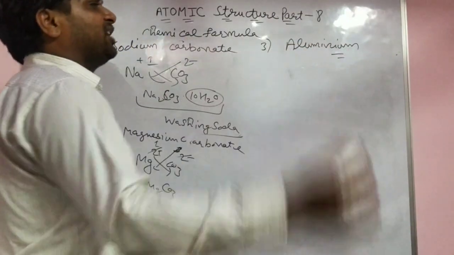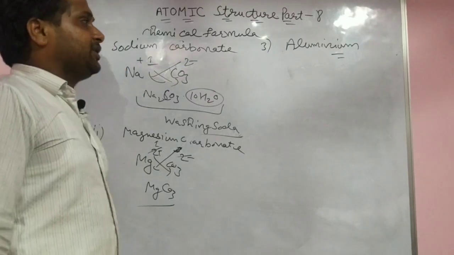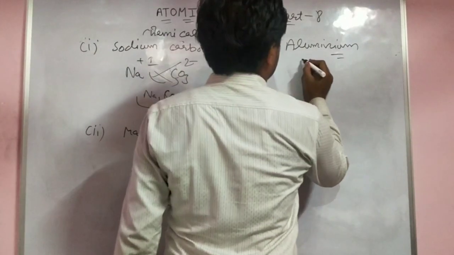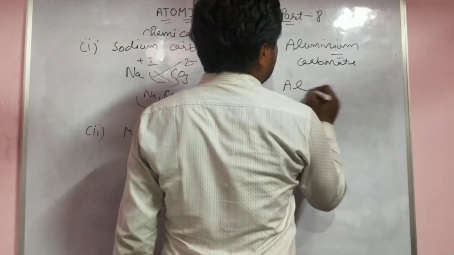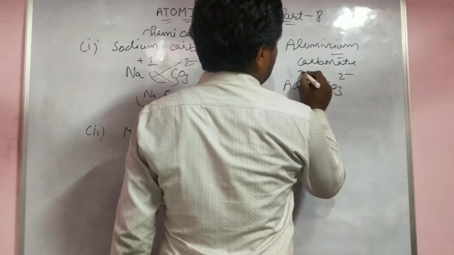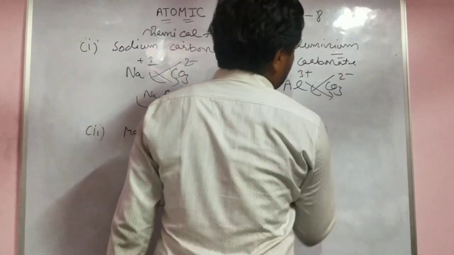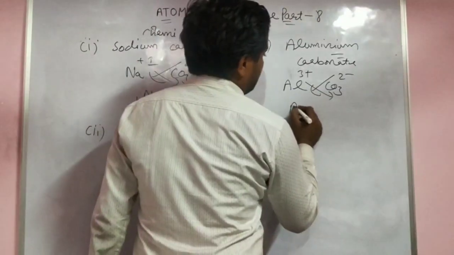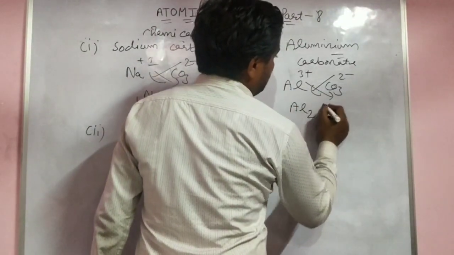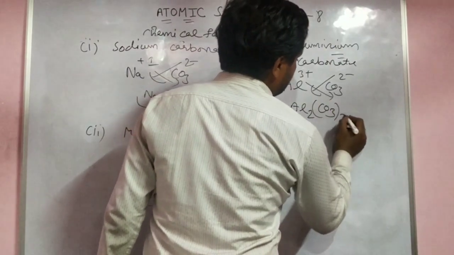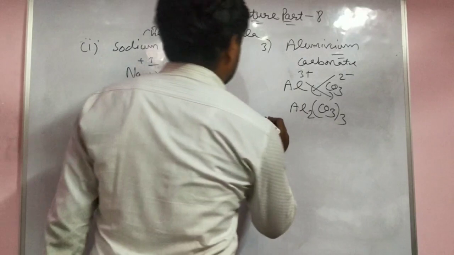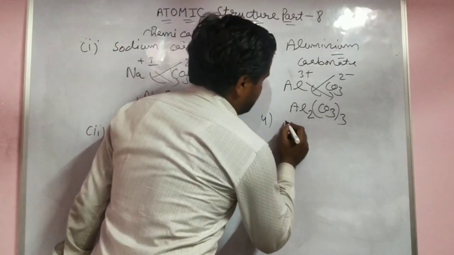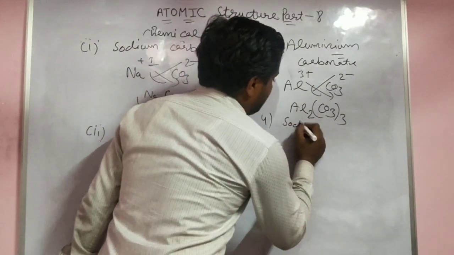Any positive reacts with a negative. Yes, aluminium carbonate. First of all, the symbol of aluminium, then carbonate. Aluminium 3 positive, carbonate 2 negative. That's a 3 valency only. Al2(CO3)3. Very easy. Yes, any other? Yes, that is sodium bicarbonate.